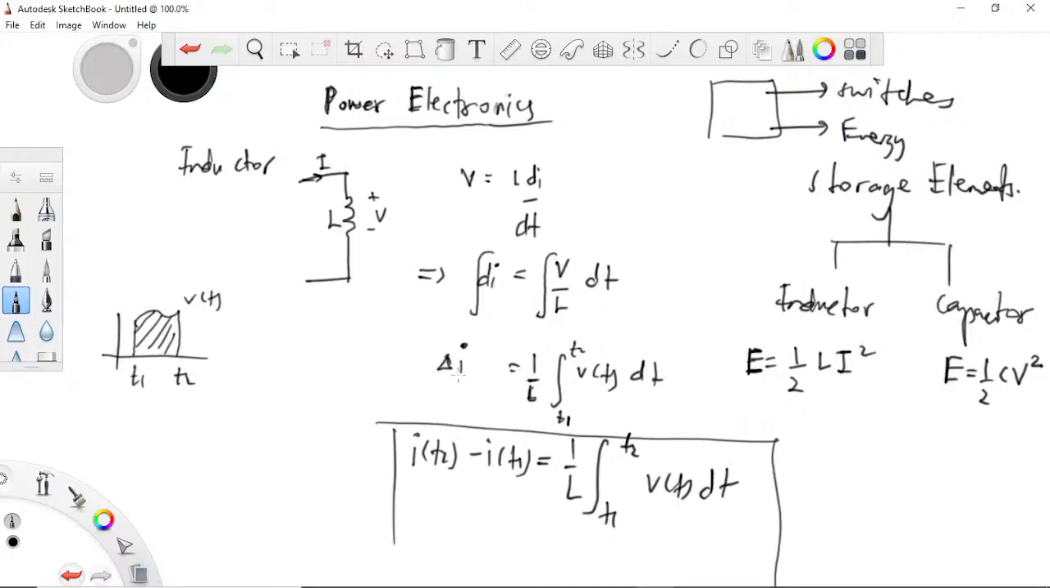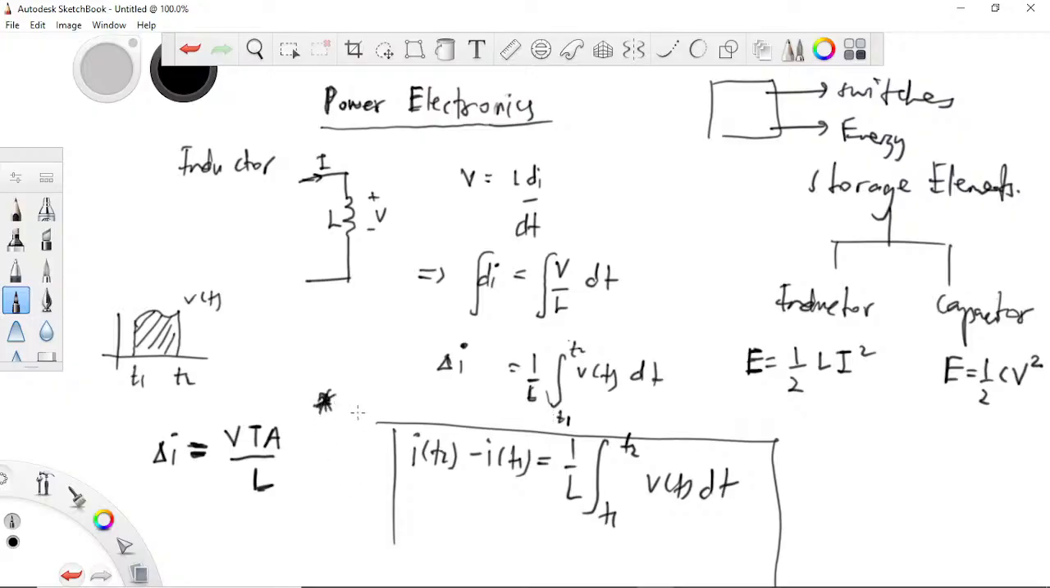This is a very important function to take note of. All right. So here, my delta I is given by the area under this voltage-time curve, divided by the inductance. So the area under this voltage-time curve gives the change in current. This is something very important that we should take note of.